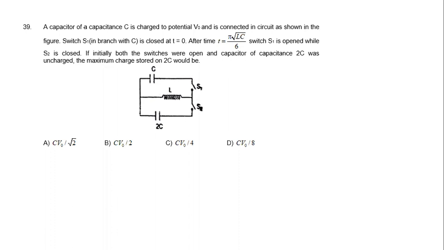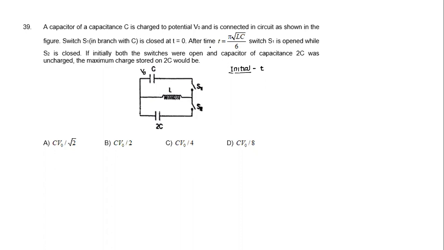Okay, in this case, capacitor C is charged to potential V0. So this one is charged to potential V0, and it is connected in the circuit as shown. So initially, what is the energy given to the top loop? Now in the initial case, this S2 is open. Only S1 is closed, connected. S1 is closed at time t equal to 0. This one is closed at time 0, the branch with C.